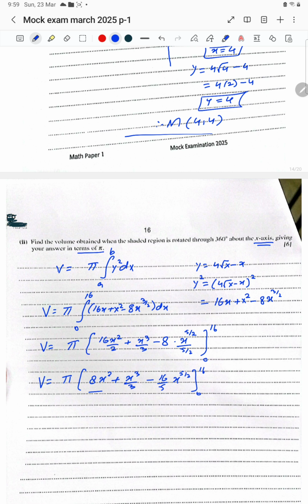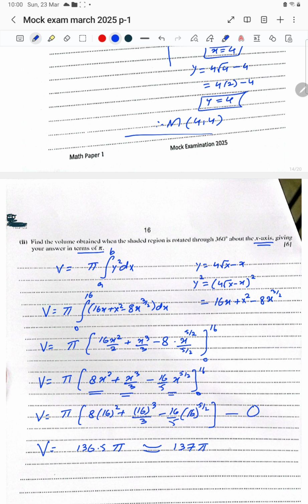Here you can see in all 3 terms we have the variable x. So the lower limit will be 0 automatically, just replace the upper limit. π will be 8 × 16² + 16³/3 − (16/5) × 16^(5/2). Upper limit minus lower limit, where the lower limit is 0, so no need to write it. To save time, with the calculator we will get 136.5π, because it is said in terms of π, or you can write 137π. That is the final answer.